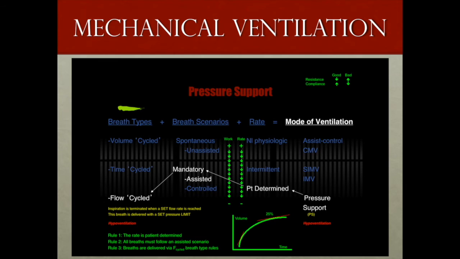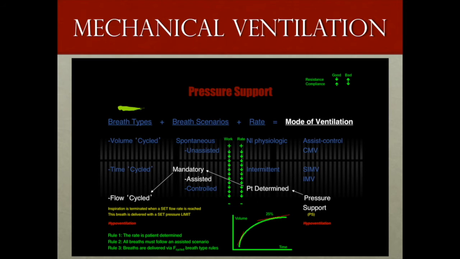The next mode of ventilation that we'll talk about is pressure support. And pressure support is the only mode of ventilation that uses flow cycle breath types, and flow cycle breath types are uniquely associated with pressure support. So for flow cycle breath types, it is the inspiratory flow rate that terminates inspiration. The ventilator will sense the initial inspiratory flow rate, and as that flow rate decreases, once it reaches 25% of its original flow rate, assistance will then be terminated with the breath.